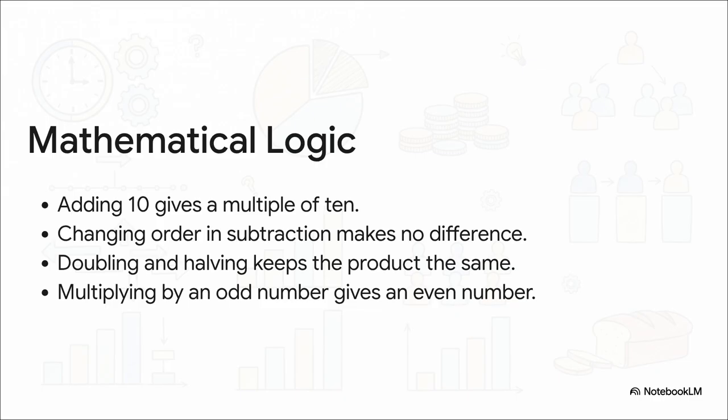What about doubling one number and halving the other in multiplication? Let's try 4 times 4, which is 16. Double the first to get 8, half the second to get 2. 8 times 2 is still 16. That one is always true. Testing out these logic statements is a brilliant way to make your mathematical intuition razor sharp.